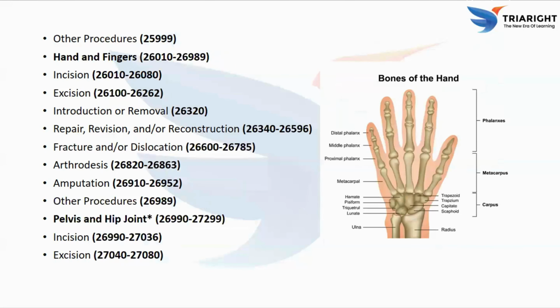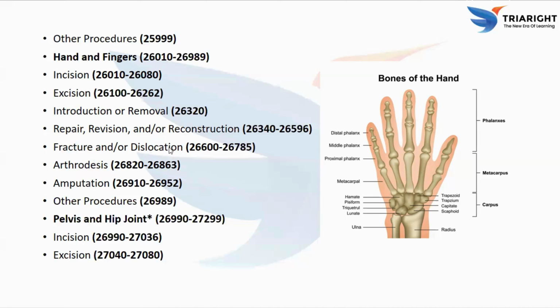And what are the other procedures listed? They come under the 25,999 code. And the next region is hand and fingers. The code ranges are 26,010 to 26,989. So the CPT codes are used for procedures on the fingers, nothing but phalanges, palm and hand bones, metacarpals, joints, tendons, nerves of the hand. So the same procedures in every region are incision, excision, introduction or removal, repair, revision, fracture, orthodesis, amputation and other procedures. So every region of the coding has all these procedures repeated.